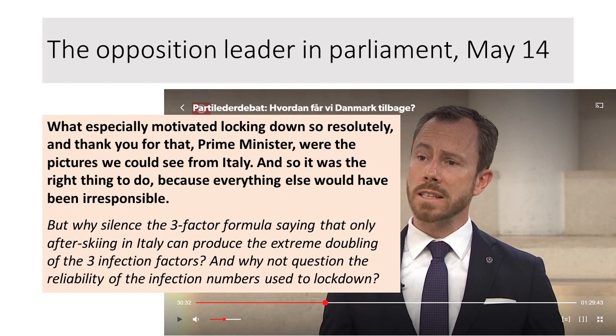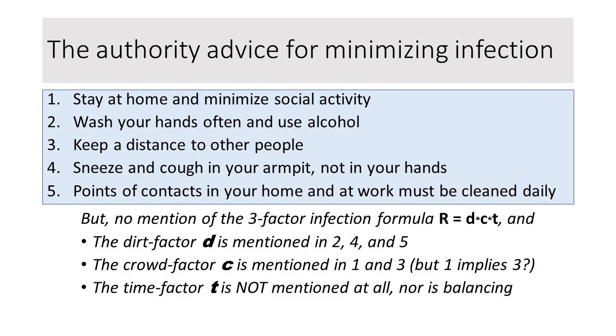But why silence the three-factor formula saying that only after skiing in Italy can produce the extreme doubling of the three infection factors? And why not question the reliability of the infection numbers used to lock down? The authority published 5 advices for minimizing infection.